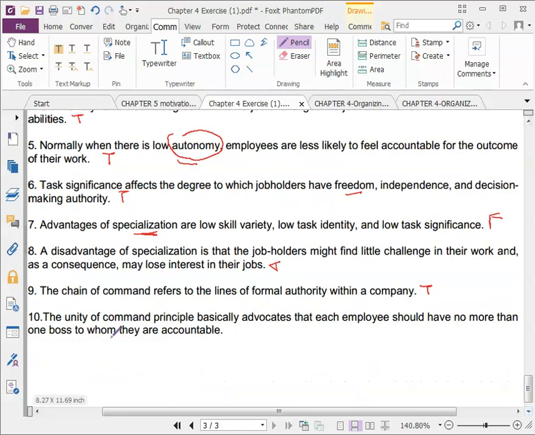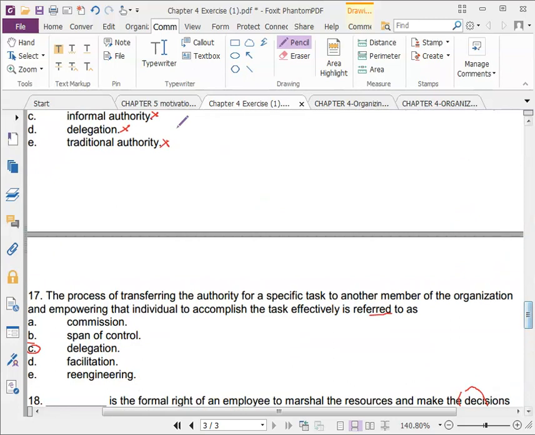Okay, the unity of command principle basically advocates that each employee should have no more than one boss to whom they are accountable. Is that true? If they're using unity of command, unity of command tu maksudnya lebih meluas. Okay, bukan pada one boss only. So dia boleh ada lebih dari satu boss yang dia accountable to report. Okay, so the answer is false. Okay, so enough of the questions for chapter 4.